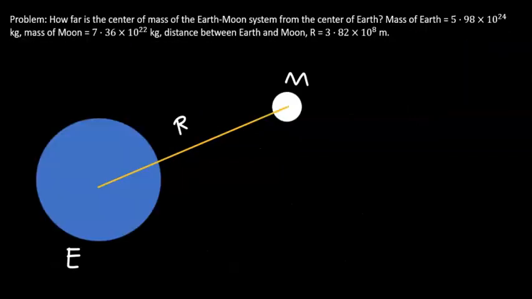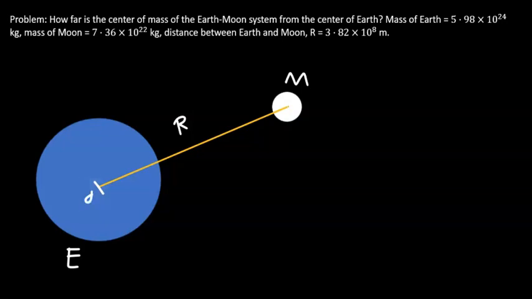Problem 3. How far from the center of the Earth is the center of mass of the Earth-Moon system? Mass of Earth is given by 5.98 times 10 to the power 24 kg. Mass of Moon is 7.36 times 10 to the power 22 kg. And the center-to-center distance r between Earth and Moon is given as 3.82 times 10 to the power 8 meters. Of course, we want to measure the distance from the center of the Earth, so let's call that the origin.